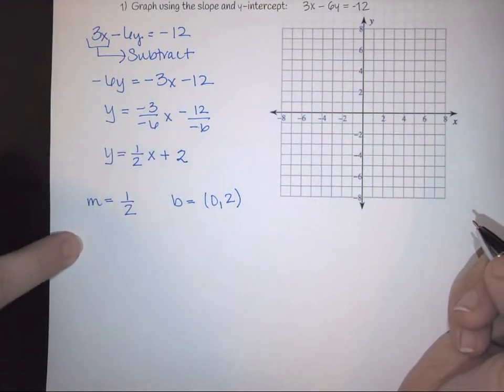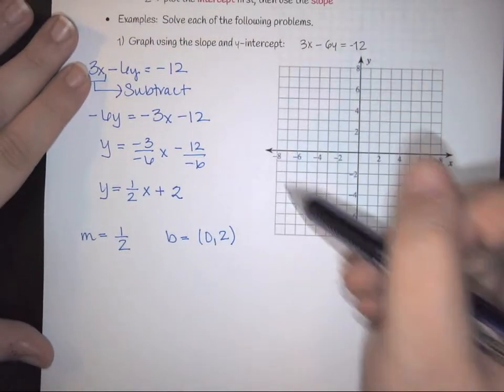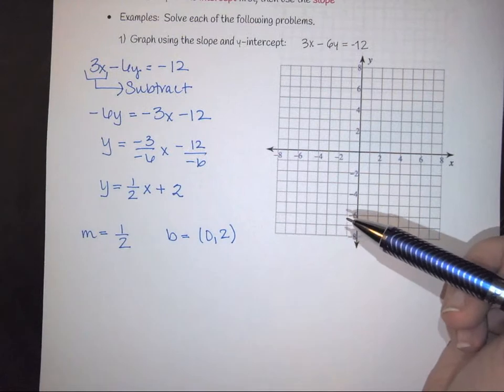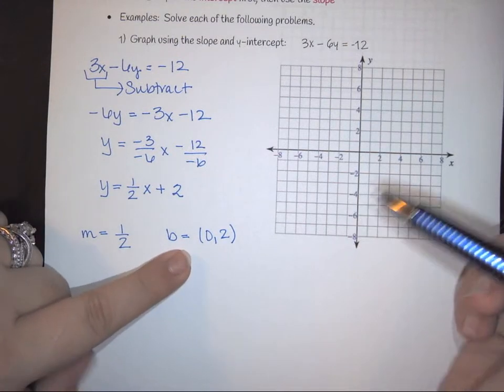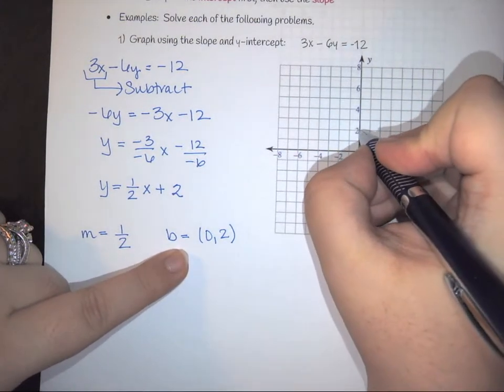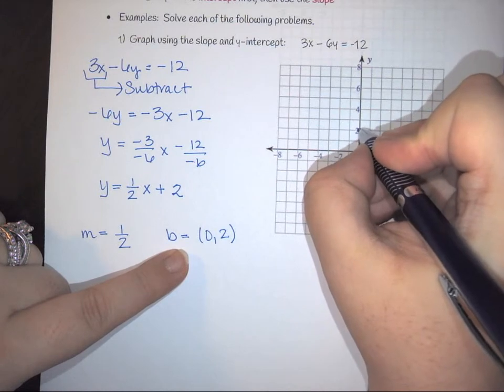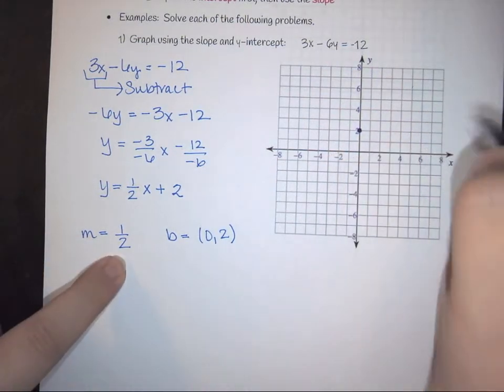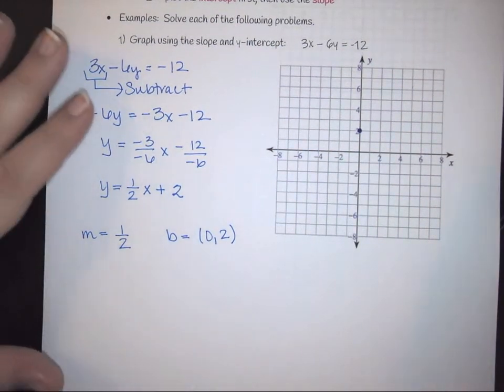Once you identify your two pieces, you're then going to come into your coordinate graph and you're going to go ahead and graph it. You're going to start with your b. So I'm going to start at the point (0, 2) and draw my point. I am then going to use my slope.